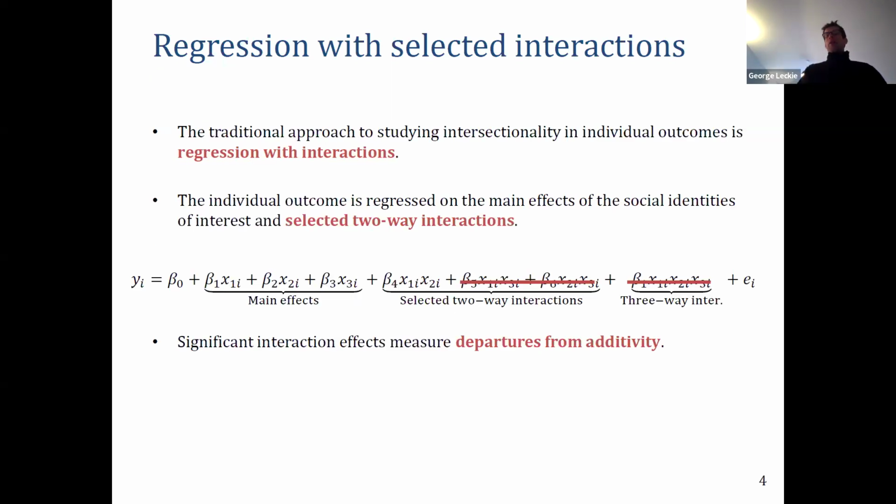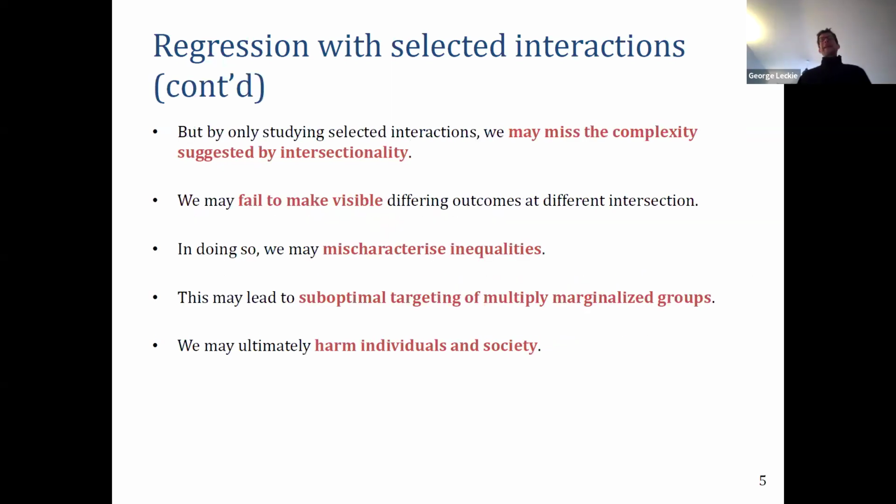We're knocking out those terms I've done a red line through by not fitting all possible interactions. Again, then you run the risk of failing to make visible what's really happening at different combinations of characteristics. And ultimately, we could be mischaracterizing inequalities. And this might mean from a policy perspective that we go on to suboptimally target particular intersections.